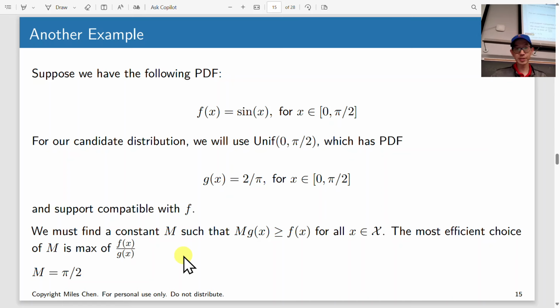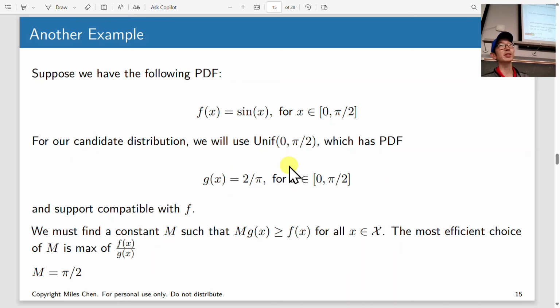All right. Here's another example. Again, kind of similar in shape, except we're not going from 0 to 1. We're going to say the PDF that we want to generate from is sine of x, and our support is going to be 0 to pi over 2. So we're going to go from 0 to pi half, and we're going to generate values from the uniform distribution.